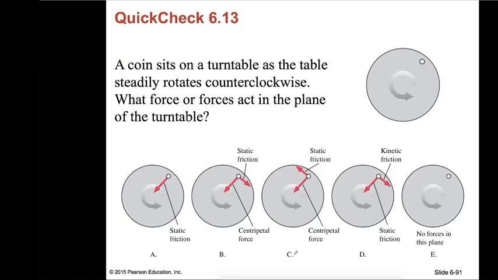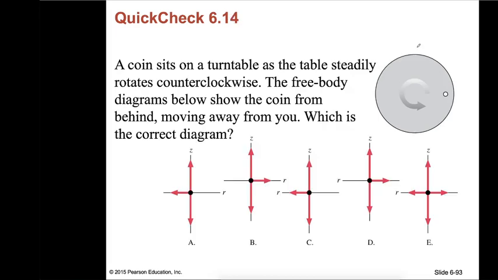Okay, now let's see some more examples. A coin sits on a turntable. As the table steadily rotates counterclockwise in this way, what force or forces act on the coin in the plane of the turntable? Which one do you think is correct? The answer is A. There's only one force, which is friction, providing the centripetal acceleration. There are no other forces.